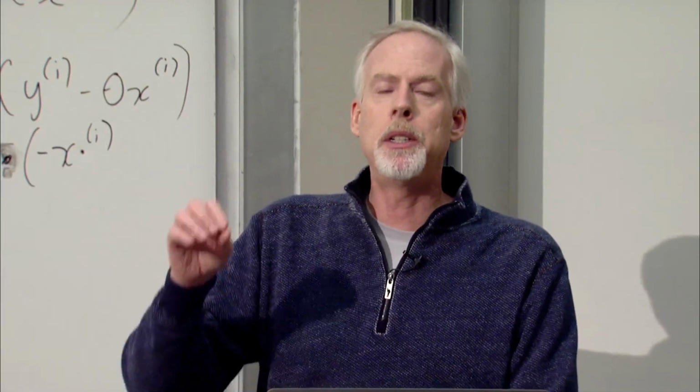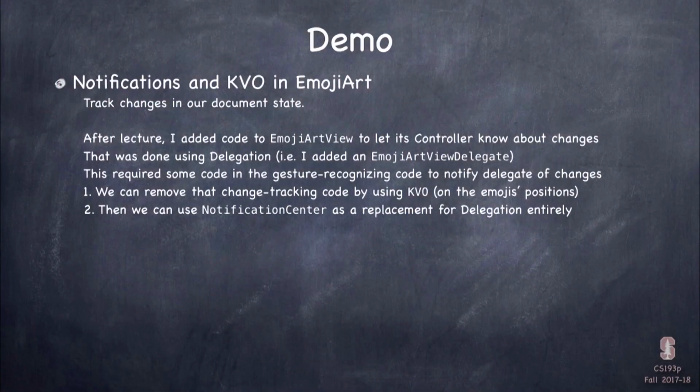And then KVO, there's a great use of KVO here, which is right now I had to go down where my gestures are. Remember I dragged in some gesture code. I had to go in there. For every time a gesture changed the position of an emoji, I had to tell my delegate something changed. So I had a lot of code in there for that. So I'm just going to rip all that code out, and instead I'm going to observe the center of my emojis.